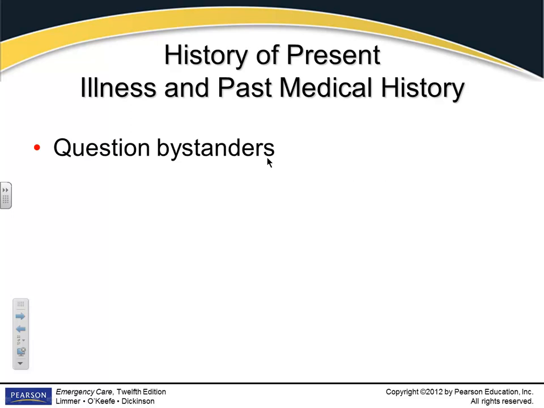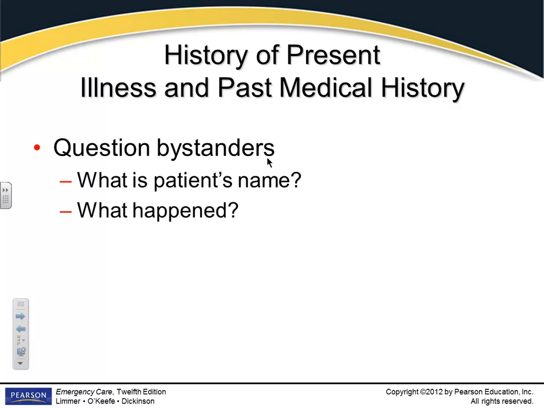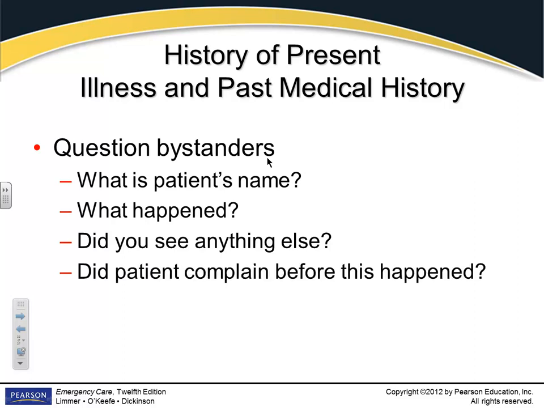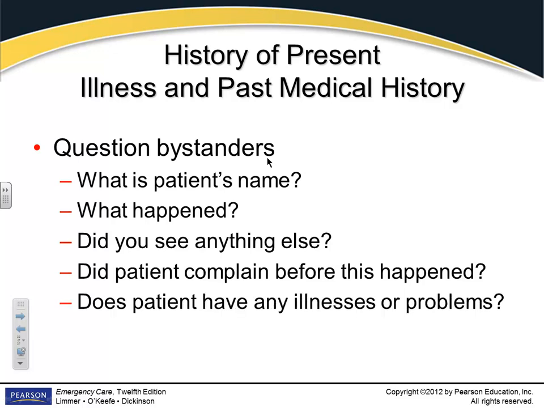History of present illness, bystanders, get what information you can. If you can get the patient's name, sometimes they're going to have a chart already at the hospital where they've got some history that you can get. Find out what happened. Did you see anything? What do you know about the patient? Did he complain of something before it happened? Yeah, she was sitting on the bench and she just kind of said she got dizzy and she just fell right off. Well, then, she had that.